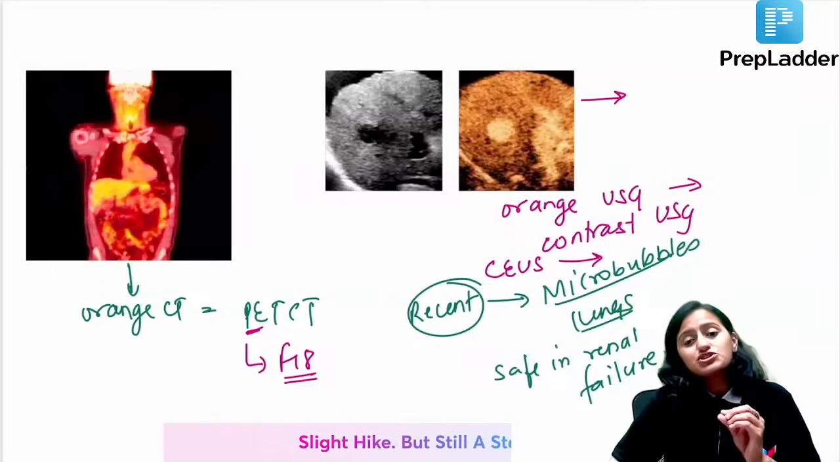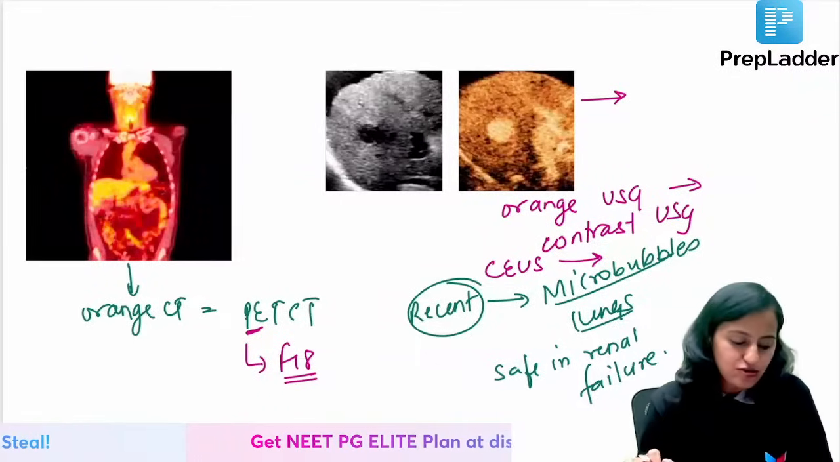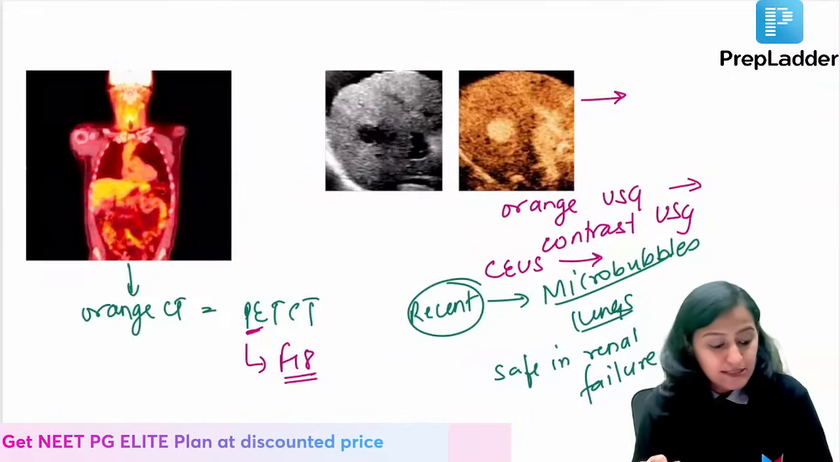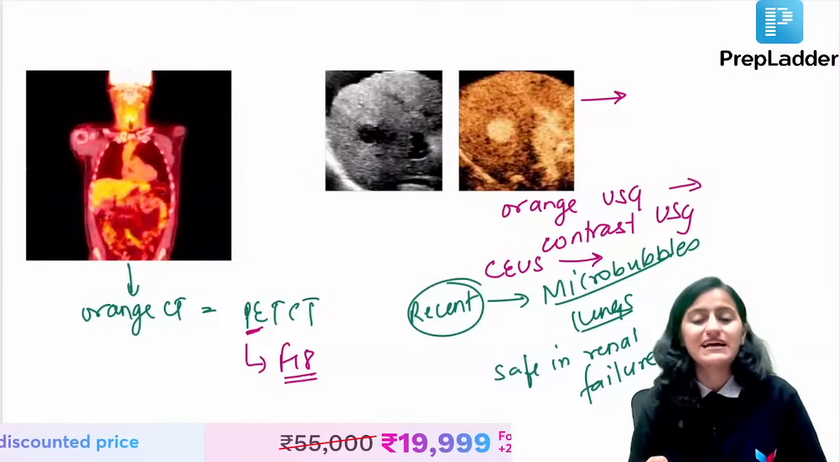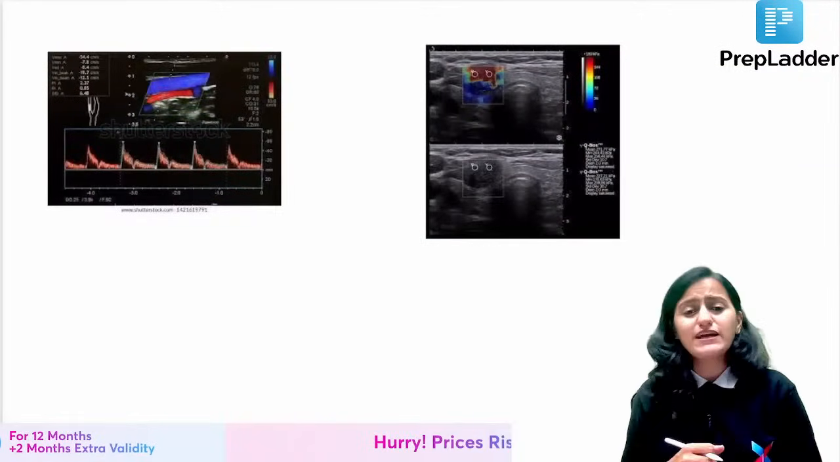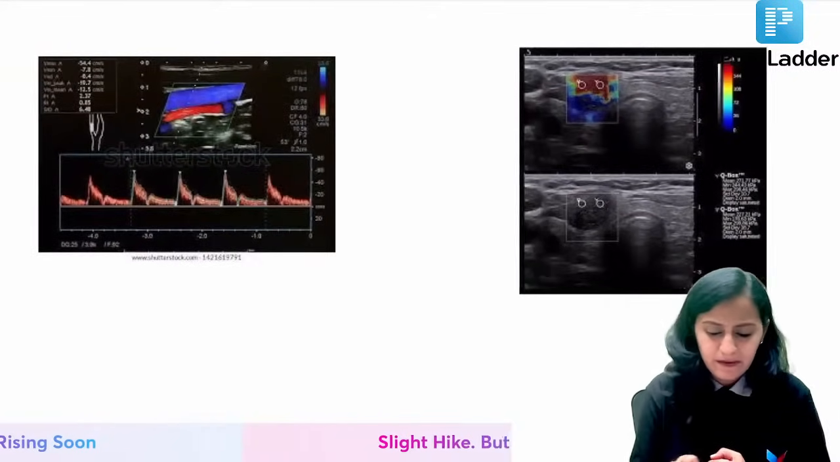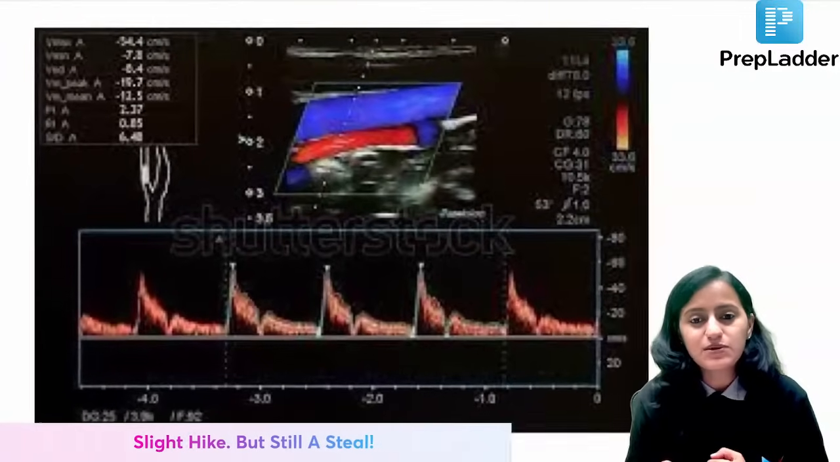Okay, so this is the question asked, which contrast can you give safely in renal failure? Ultrasound contrast. Okay, it is excreted by the lungs. Sonovue, Sonoview, that's the brand name of the ultrasound contrast. Going to the next one. Look at this image here. What is this investigation here, guys?